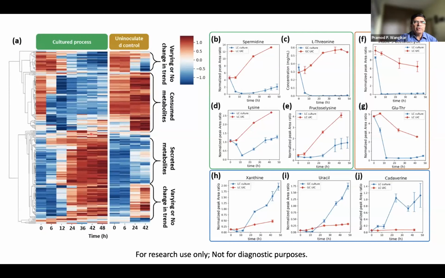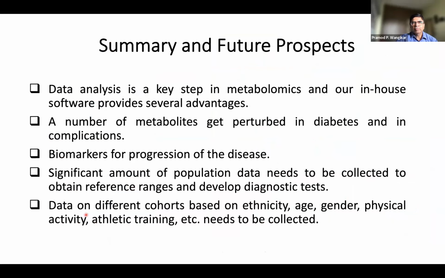We see that every culture, every fermentation has a hierarchy of substrate utilization. Some substrates are utilized early, some are utilized later. And every culture also secretes certain metabolites into the fermentation broth. That's something that we use to model the metabolic model and use it for optimization purposes.